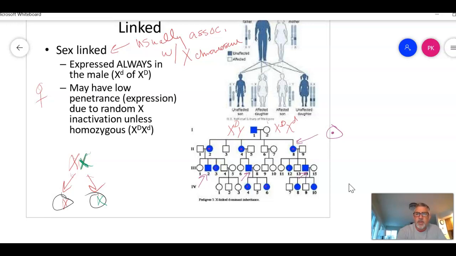So if you see only affected males, oh, I get it. All right, this is why we have affected males. I apologize.